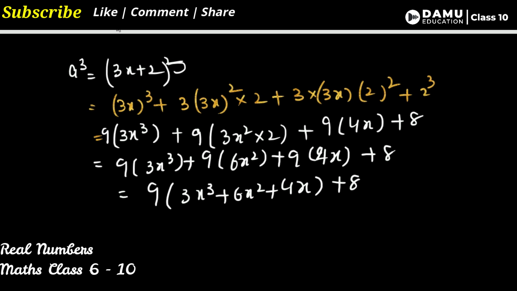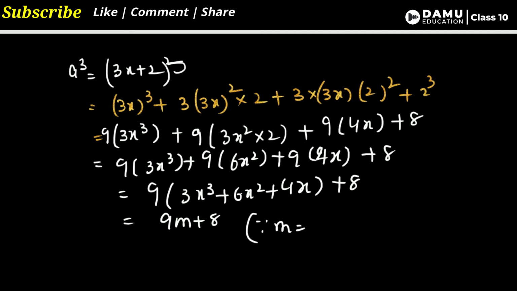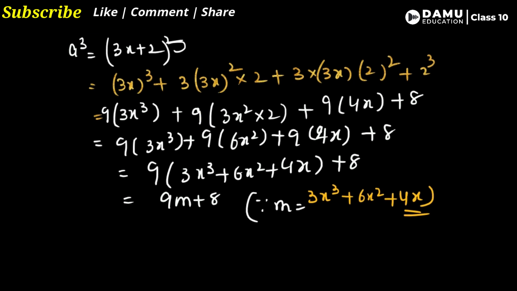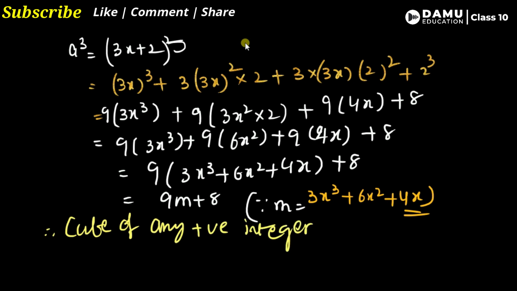So we have shown that 9m plus 8, where m is equal to 3x cube plus 6x square plus 4x. So we have shown the cube of any positive integer is in the format of, as we have already shown. So based on the above conditions, we can say that the cube of any positive integer is in the format of 9m, 9m plus 1, or 9m plus 8.